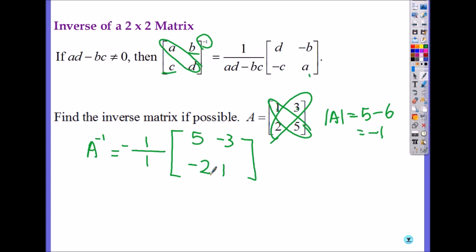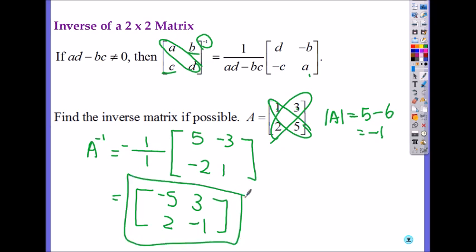So -1 over 1 is just -1, right? -1 times that just changes all the signs. Negative times 5 is -5. -1 times -3 is 3, 2 becomes -2, and -1 becomes 1. This is the inverse of matrix A.